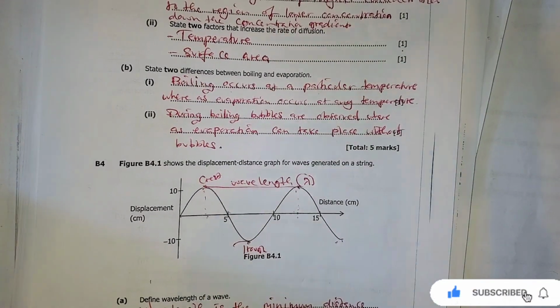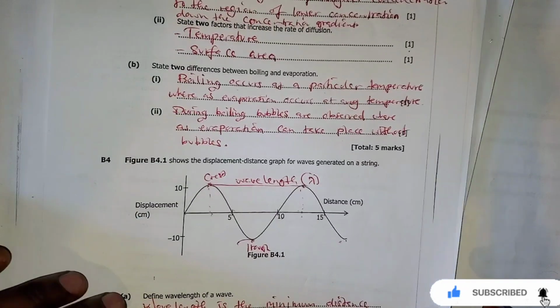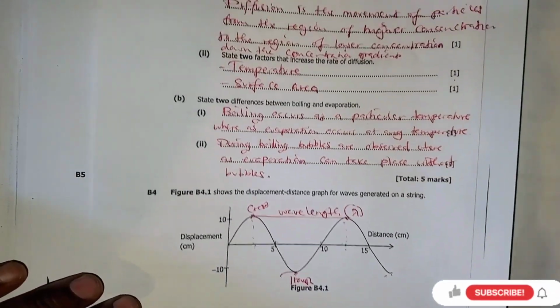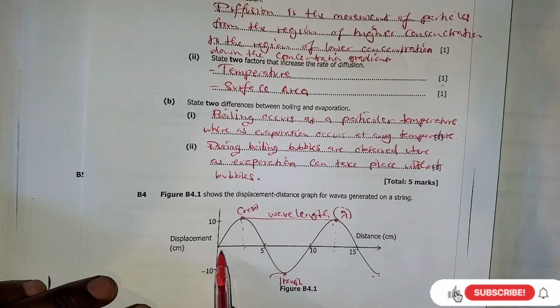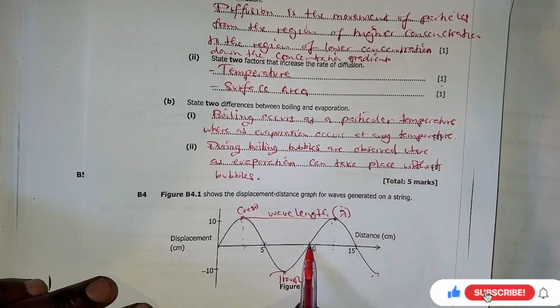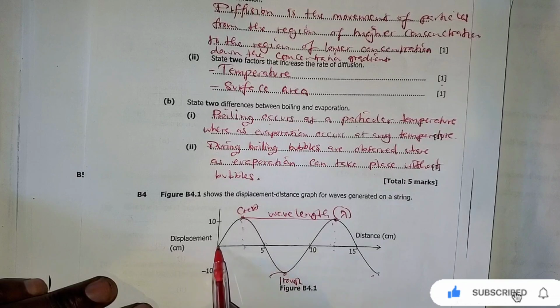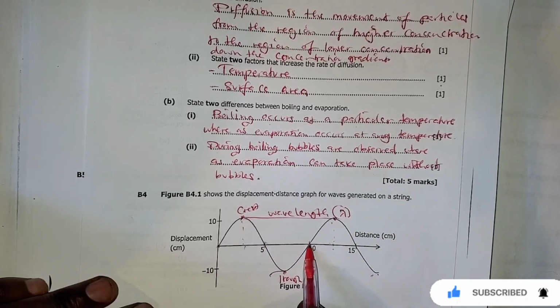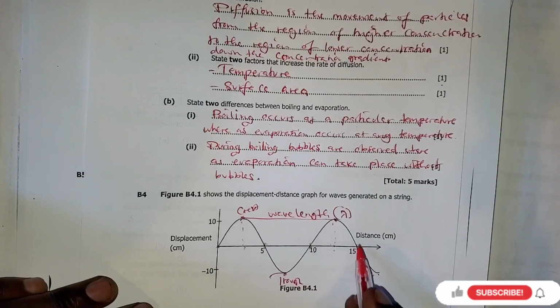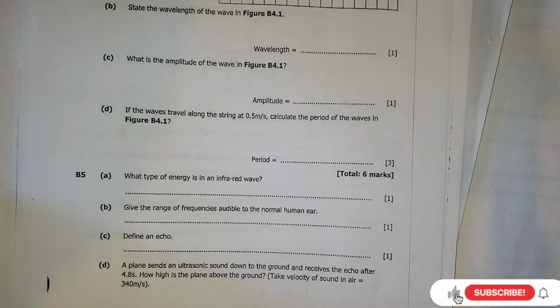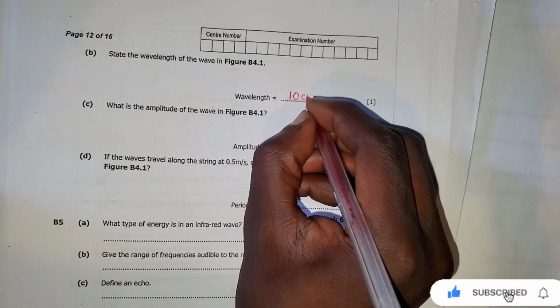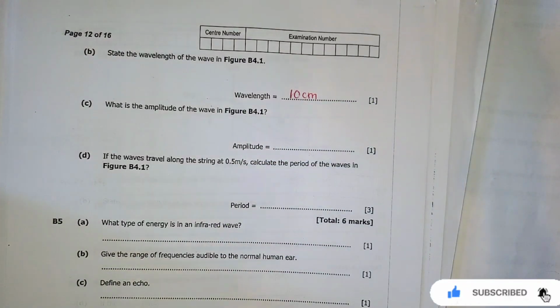Now look at this, you can even say this. From here up to here, it is 10. This is a complete wave, without even subtracting or calculating. This is from 0, 5, 10. This is a complete wave, you can see. So this is 10 centimeters. So you can just write here 10 centimeters, without wasting much time.